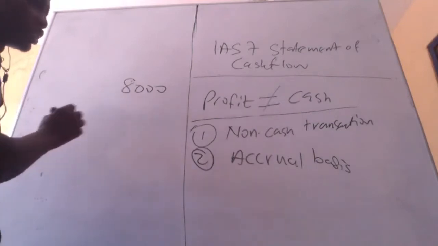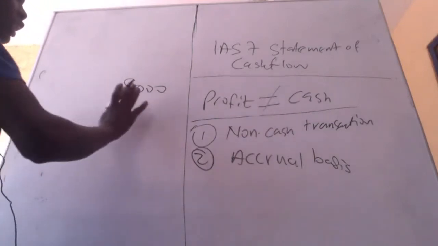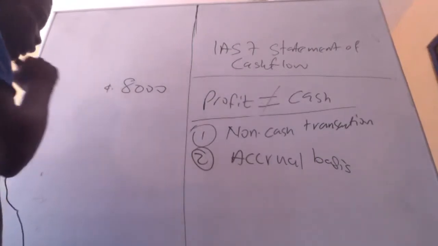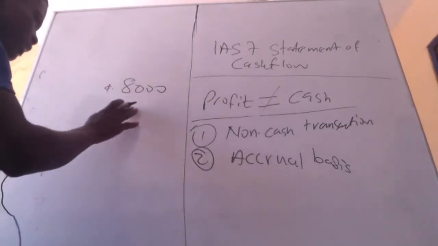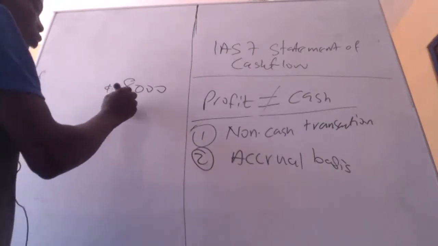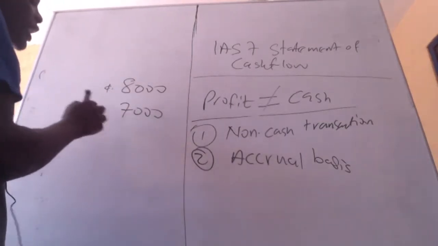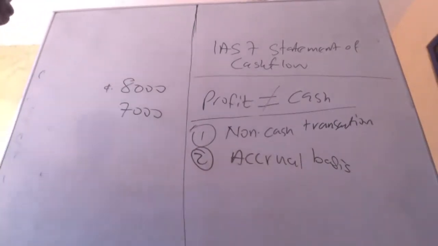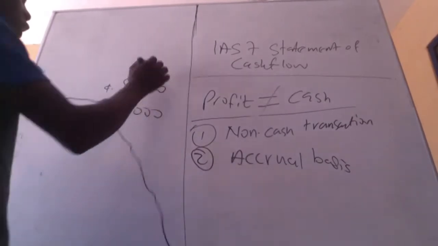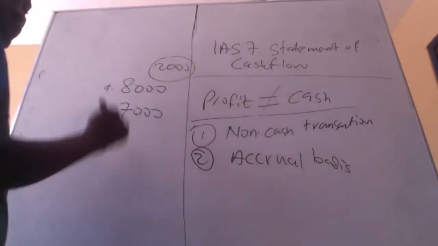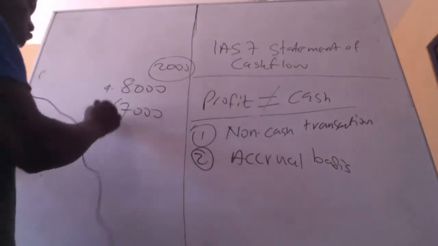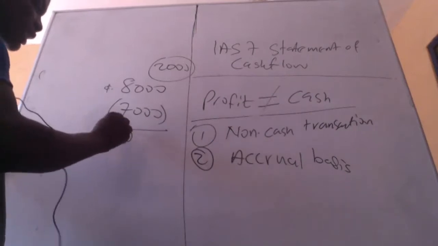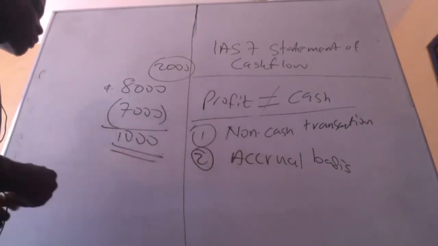Out of this 8,000, let's assume that all of them were cash. All of them were cash. Good. But your total expenses incurred was 7,000. Out of the 7,000, you have paid what? You have paid only 5,000, so you are owing 2,000. Now the issue is that in a P&L, we will show total expenses incurred of 7,000, giving us a profit of what? 1,000. Meanwhile, our cash balance will be what?